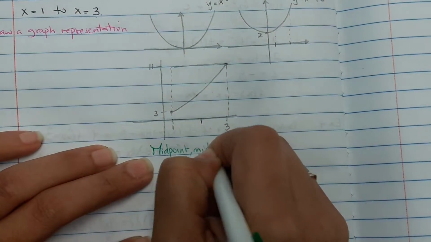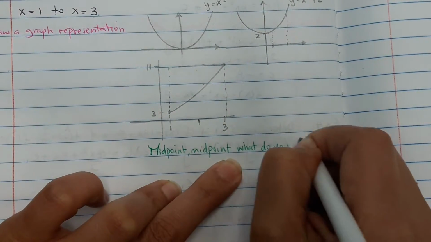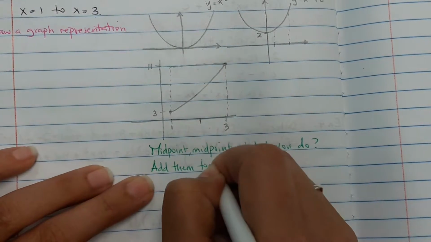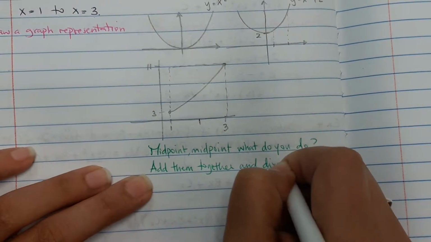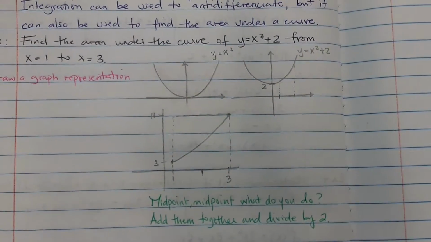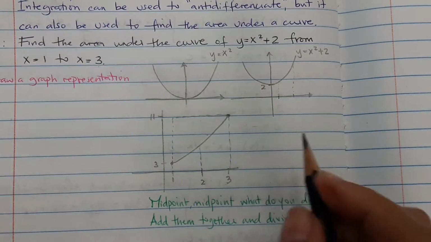Now, to remember how to do this, because sometimes it gets messy with fractions, there's a little saying that I remember. It goes: midpoint, midpoint, what do? Add them together and divide by 2. Alright, so to find the middle, basically, you add the two numbers on the outside and divide by 2. So 1 plus 3 is 4, divided by 2 is 2.